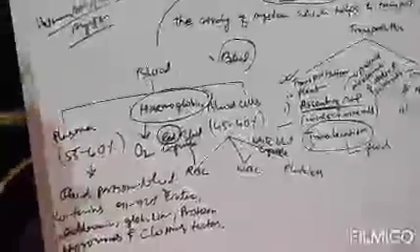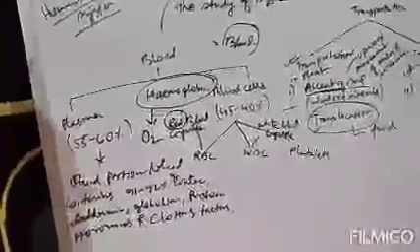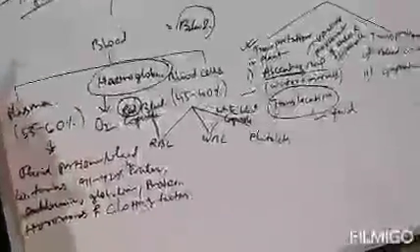Now, hemoglobin has a high affinity for oxygen. That means the main function of RBC is to transport oxygen, because RBC contains a red pigment known as hemoglobin, and hemoglobin has a high affinity for oxygen. It can absorb oxygen. Clear? So the main function of RBC is to transport oxygen from the lungs to different parts of the body and transport carbon dioxide back to the lungs.